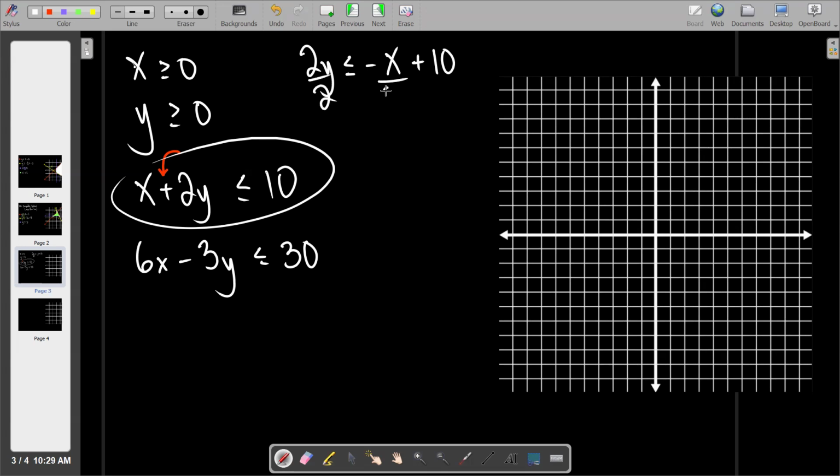And as I've said probably 100 times, I really like to show this step more than the other steps, just because seeing division helps me see fractions and stuff. So my ready to graph answer is y is less than or equal to what? Negative one half x.